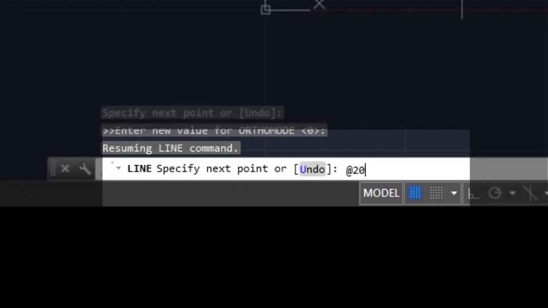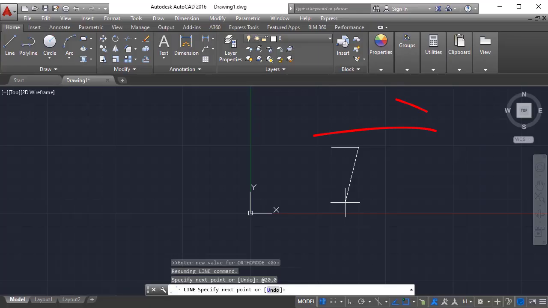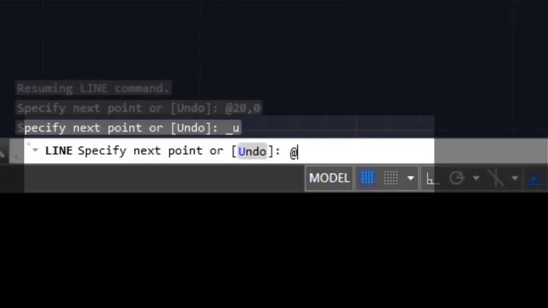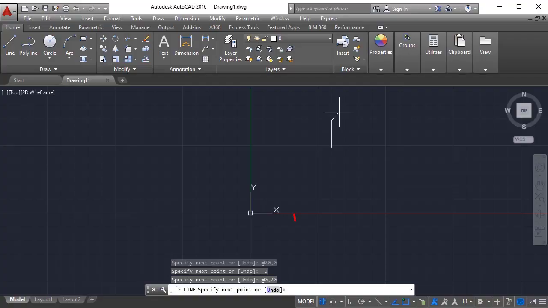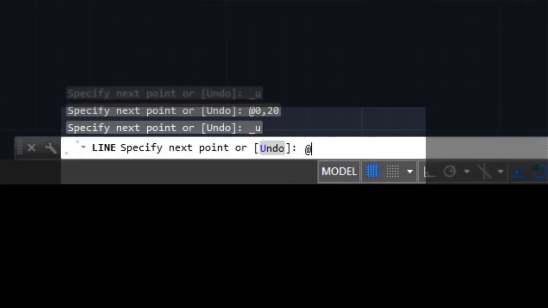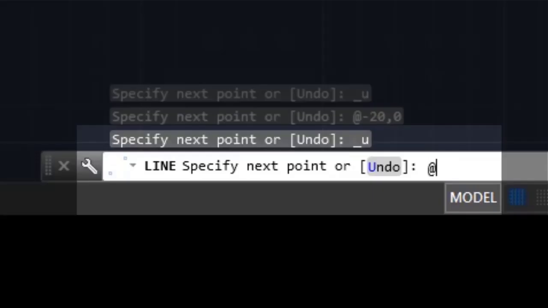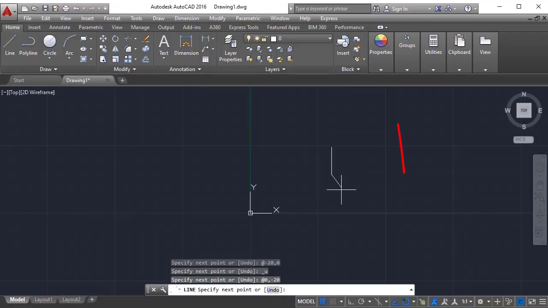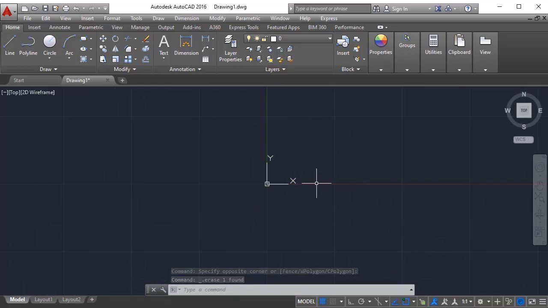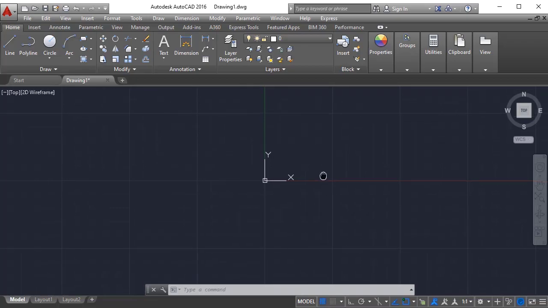If I type 20, 0, it's a positive x direction. At the rate 0, 20, y direction. At the rate minus 20, 0, negative direction. At the rate 0, minus 20, negative direction. See, in the rectangular method it is also the same situation, but the origin will be shifted to some other position.